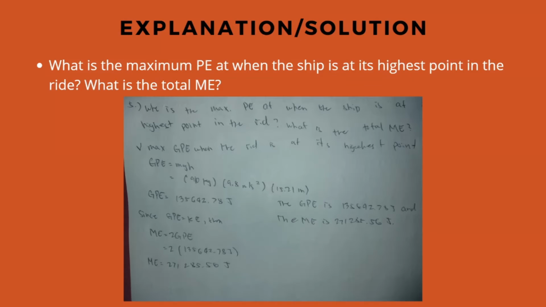135,642.78 J. So ME is equal to 271,285.56 J. The PE is 135,642.78 J, and the ME is 271,285.56 J.